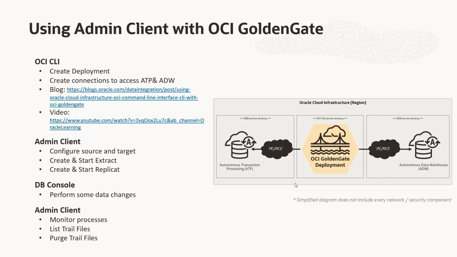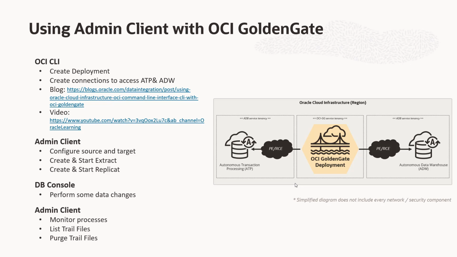And the whole infrastructure has already been set up based on some of the blogs and the videos that I previously recorded. So I've used in the past the OCI command line interface, the CLI, to create my GoldenGate deployment, create the connections to ATP and ADW, and you can just follow the blog or follow the video on YouTube to go through those steps, and then that will set up the foundation to then be able to follow that video and do basically what I will do in the next couple of minutes.